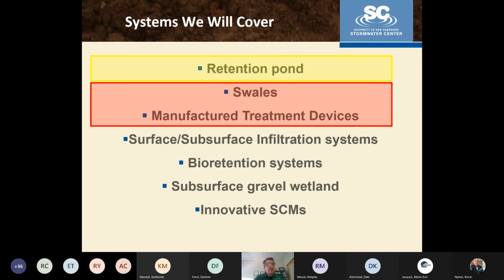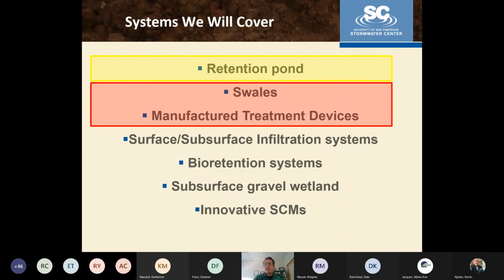So bioretention is much easier to site and install in Durham, where I live, and difficult, although doable, in urban environments like Boston. So we really need the range of systems at our disposal. Subsurface gravel wetland systems are probably the best performer across the range of pollutants. However, they require a lot of space.